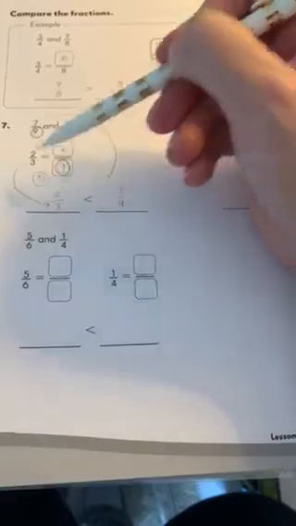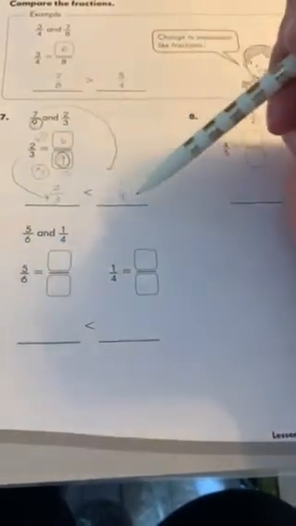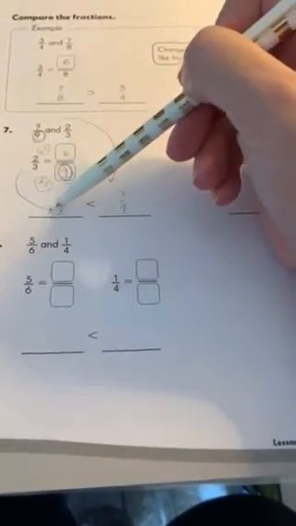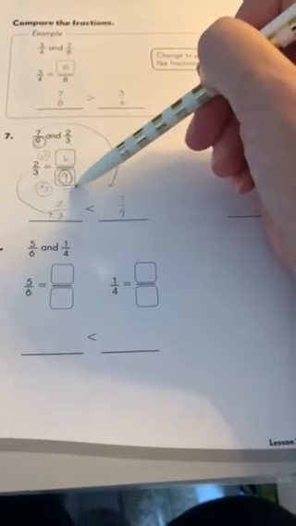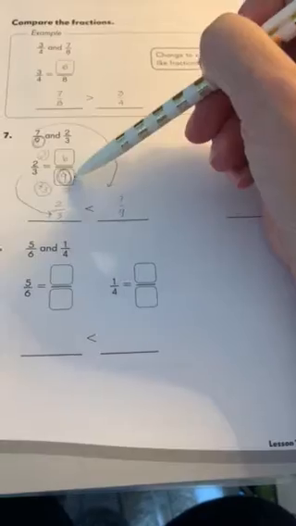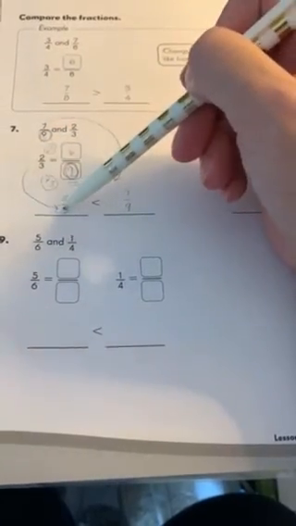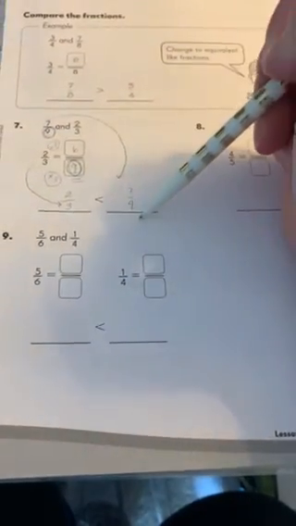But that isn't the end of our problem, because now we have to compare the two. So we have to say 2/3, and if 2/3 is the same as 6/9, that's going to be less than 7/9. So 2/3 is less than 7/9.